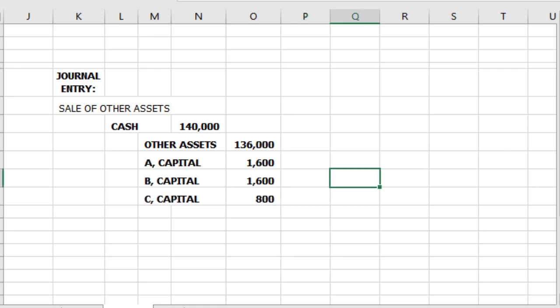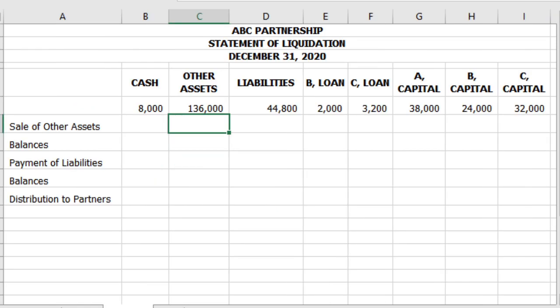So, eto na yung magiging entry natin. Sa credit side, madadagdagan yung capital ni A, B, and C. So, 4,000 times 40%, that is 1,600. And 4,000 times 20%, that is 800. So, kung babalikan natin yung ating statement of liquidation, so, ipa-plot natin yun ngayon dito.